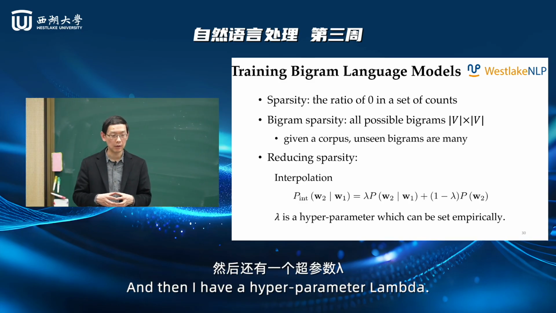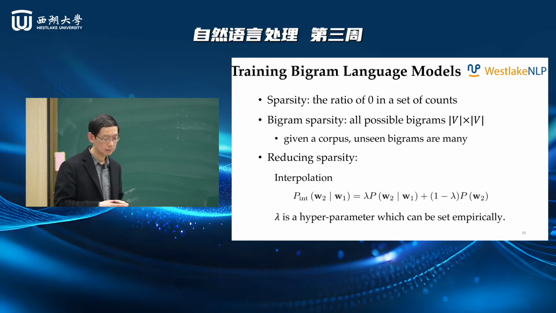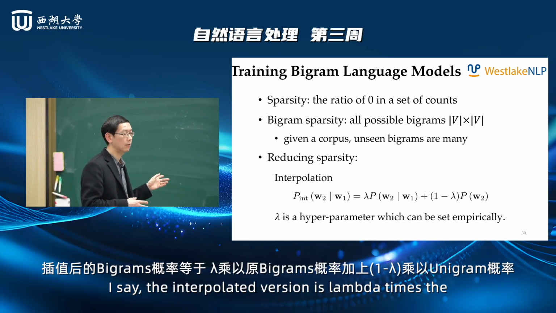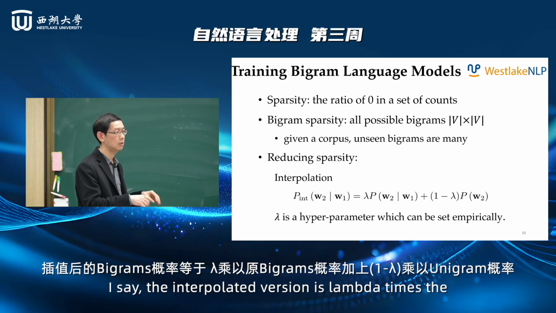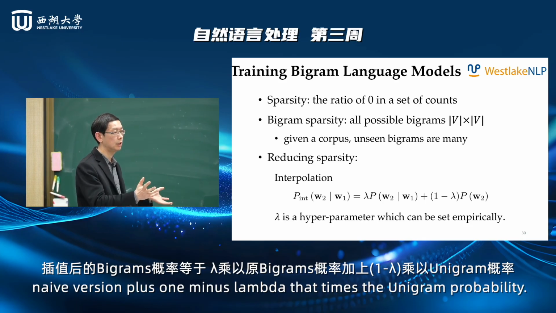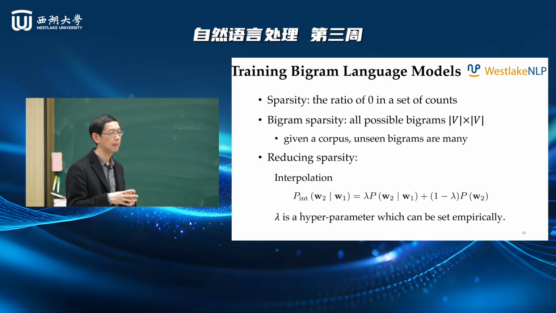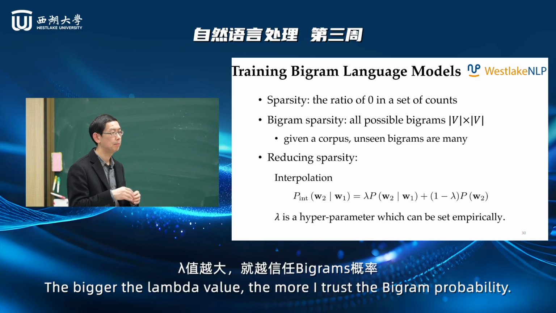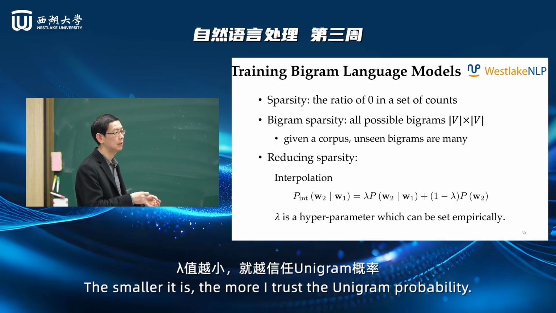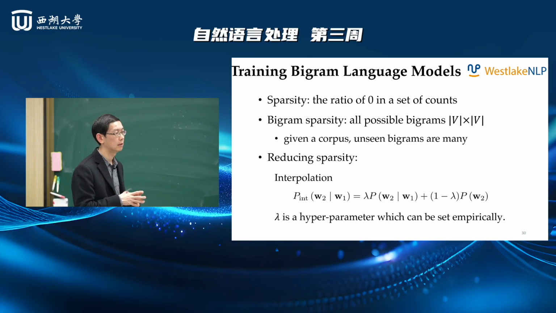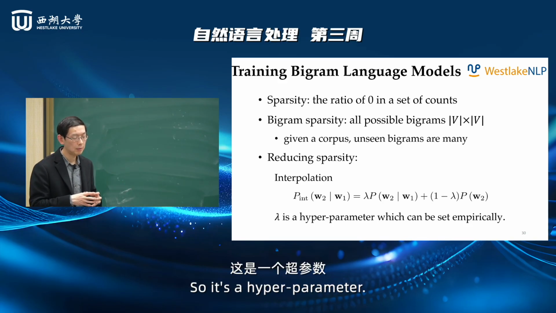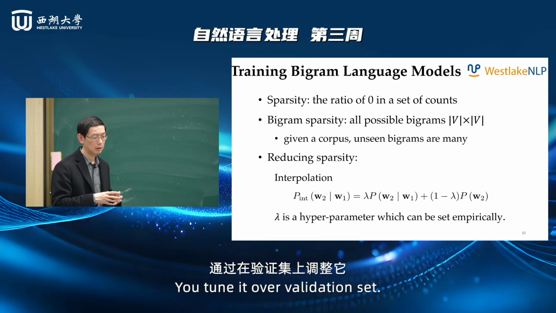And then I have a hyperparameter lambda. I say the interpolated version is lambda times the naive version plus 1 minus lambda times the unigram probability. So the bigger the lambda value, the more I trust the bigram probability. The smaller it is, the more I trust the unigram probability. So it's a hyperparameter. You tune it over the validation set.